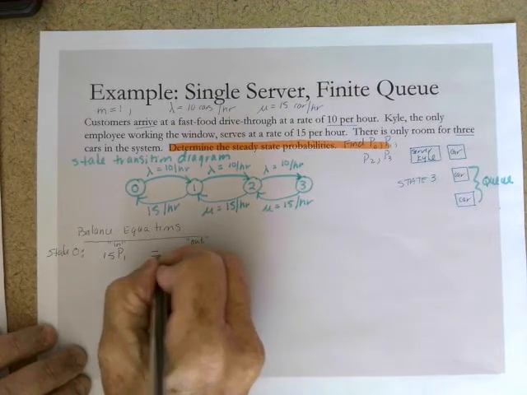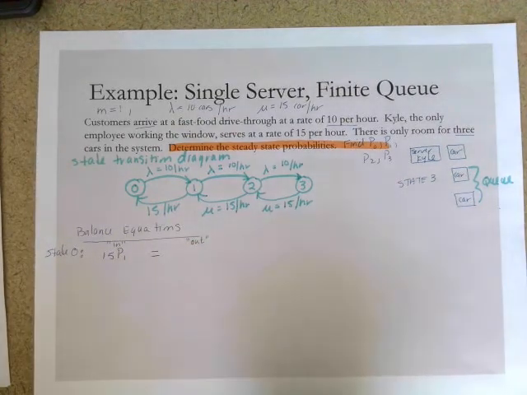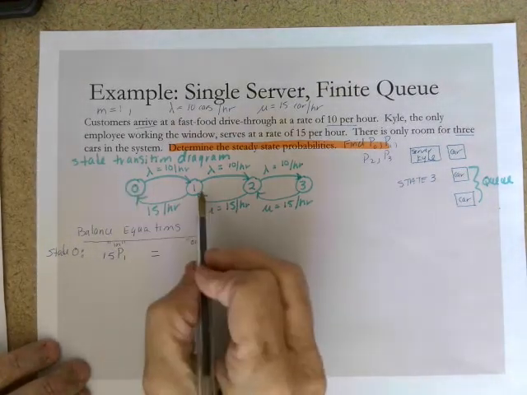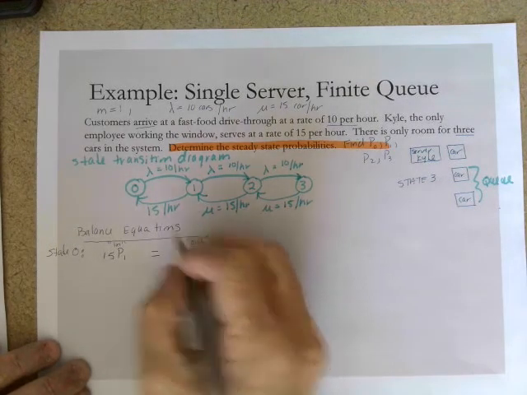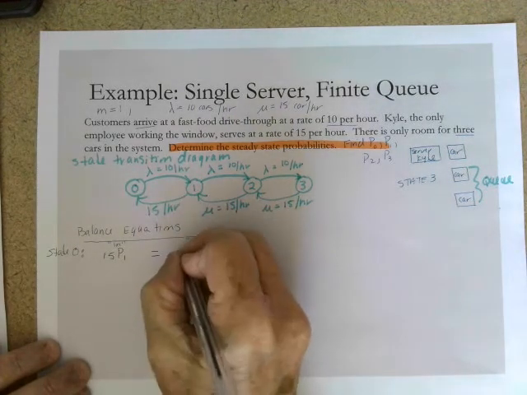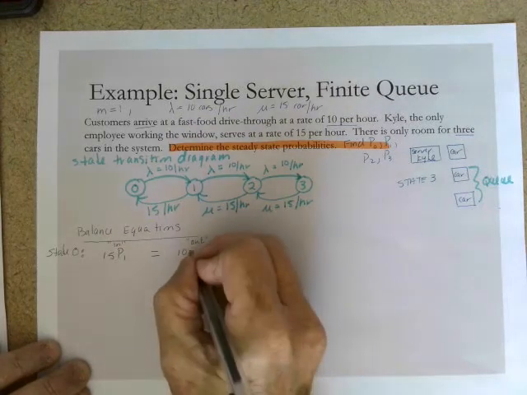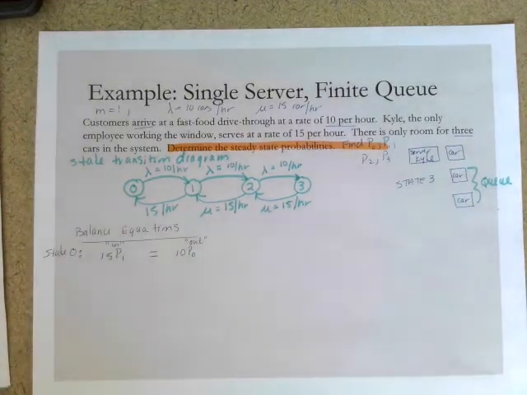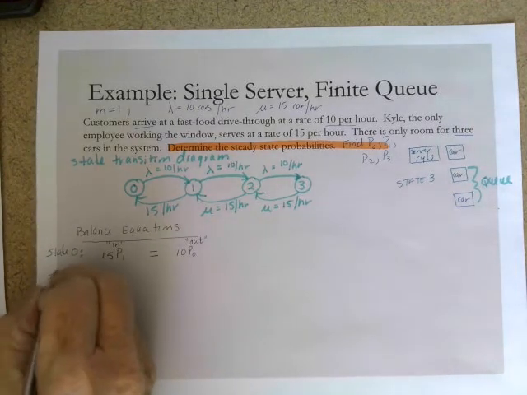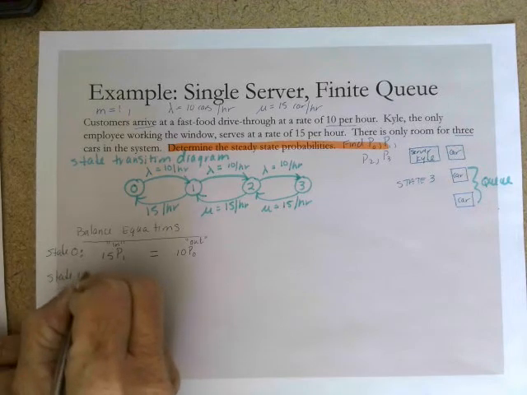And that has to equal my rate out of state 1. So how do I get out of state 1? Well, my rate out of state 1 is 10, and the probability of that 10 is my probability of being in state 0. So that's my first balance equation, and that's associated with state 0. Then I have a balance equation that is associated with state 1.